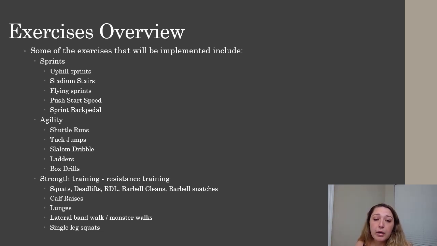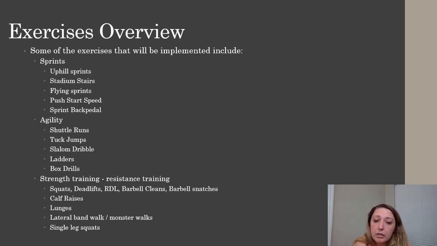So the sprints: uphill sprints, stadium stairs, flying sprints, push start speed sprints, sprint back pedals. That way we have some different planes of movement happening during the sprints, as well as change of direction. The agility: shuttle runs, tuck jumps, slalom dribbles, ladders, box drills. That's just going to work on foot motion or footwork and get everybody moving.